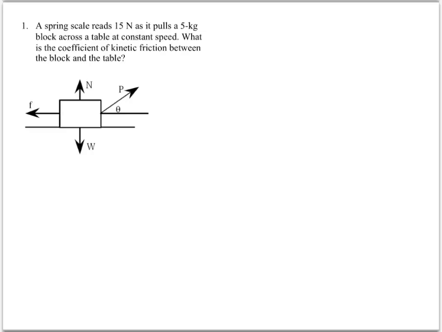A spring scale reads 15 newtons as it pulls a 5 kilogram block across a table at constant speed. Constant speed, your mind should automatically go, this is an equilibrium problem. Anytime you see constant speed or at rest and there are forces involved, that's an equilibrium problem. What is the coefficient of kinetic friction between the block and the table? So the problem wants me to find the coefficient of kinetic friction.